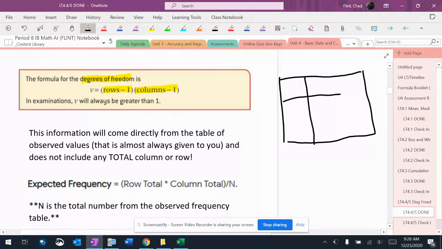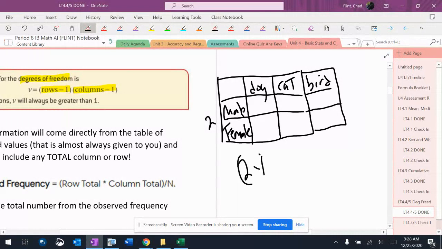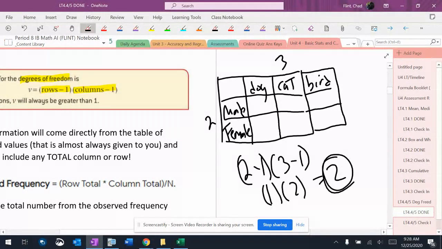My example of that, I did gender and physical animal. So if I had gender male, female, and let's see what we have. There might be three animals, the dog and cat and bird. Okay, to find the degrees of freedom of this, I would take the number of rows minus one. There's two rows, so two minus one. Now I multiply that by the number of columns minus one. There's three columns. So I would get two minus one is one, three minus one is two. So my degrees of freedom would be two for that individual situation.